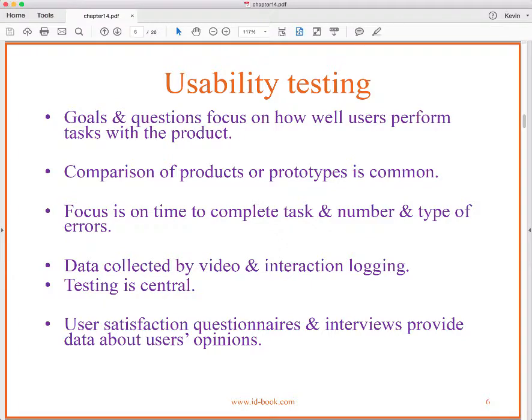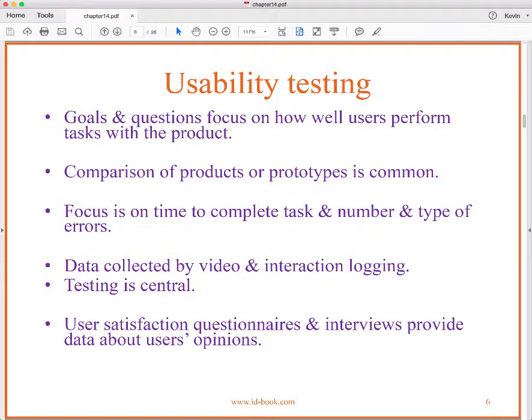So usability testing. Well, the goals and questions are going to focus on how well users perform tests with the product. Comparison of products and prototypes is common, but as I've said, it's not mandatory. The focus is on the time to complete the task and the number and type of errors.